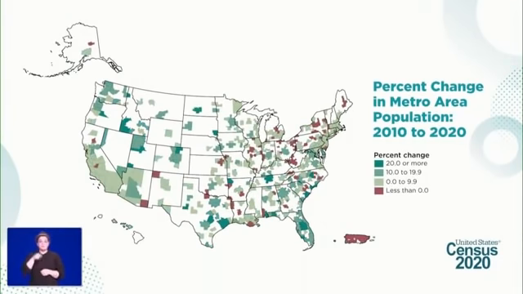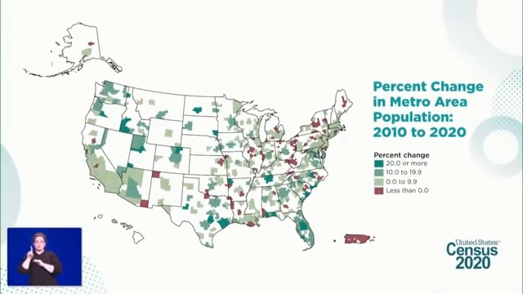And here's the map for 2010 to 2020. We see even fewer metro areas with growth of 20% or more, and more metro areas declining in population. Indeed, metro areas with population decline are now found in all 4 regions, and many states have metro areas with population gains, as well as those with population declines. All of the metro and micro areas in Puerto Rico lost population this decade.